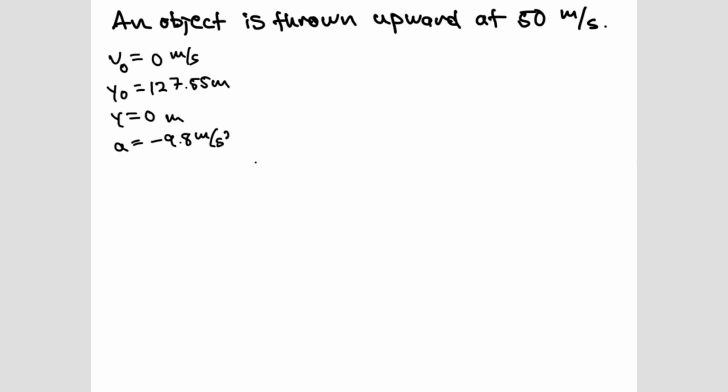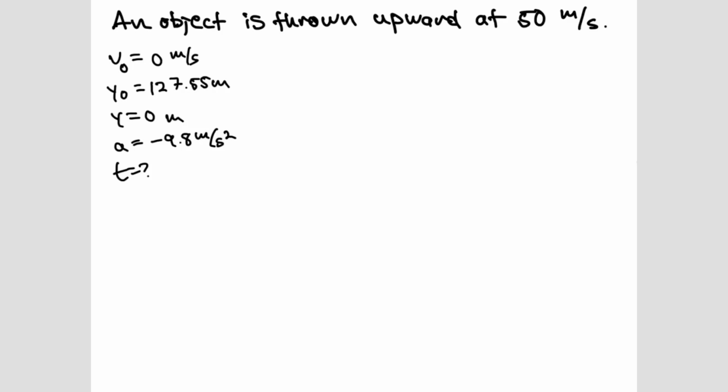In this case, if we're going from maximum height to initial height, that means our initial velocity is the velocity of this object at maximum height. And we know at maximum height it has 0 velocity. So that means our initial velocity is 0 meters per second. Our initial height is maximum height, so that's going to be 127.55 meters. Our final height is going to be 0 meters. Acceleration is equal to negative 9.8 meters per second squared. Time is what we're trying to find.